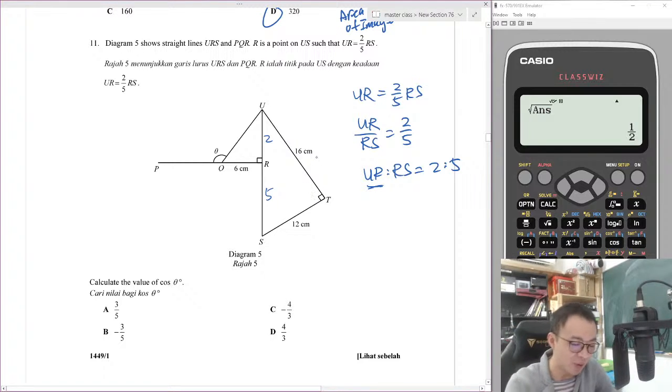So what I want to do right now is find the cos theta. So I want to solve this triangle first. Right now, I'm solving this triangle first. Yeah, I just love coloring.